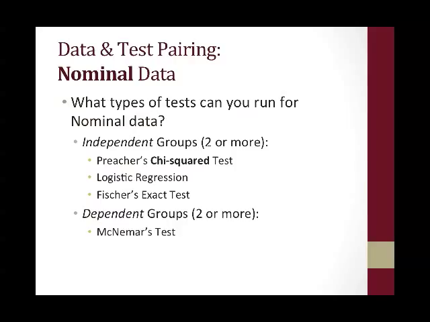So what type of test can you run for nominal data? Well, if you have 2 or more independent groups, you can do a Pearson's chi-squared test, also known simply as a chi-squared test. Now, this one's very common and popular. You can also run a logistic regression or a Fisher's exact test. If you have 2 or more dependent groups, McNemar's test is the most appropriate test for you.